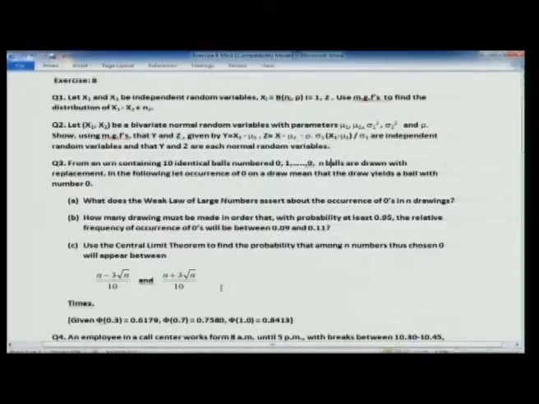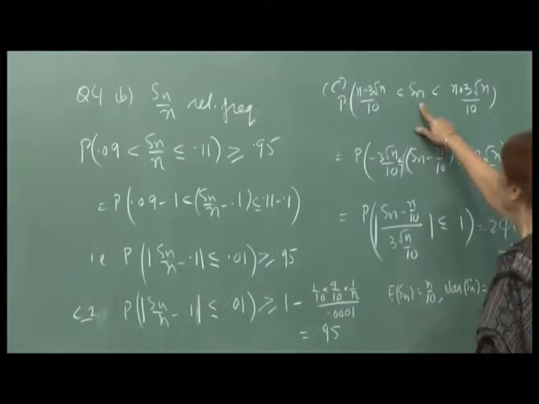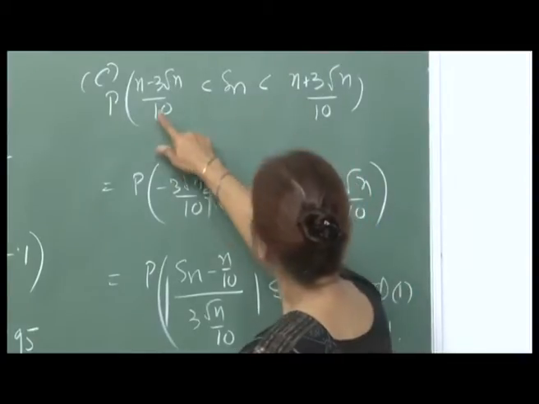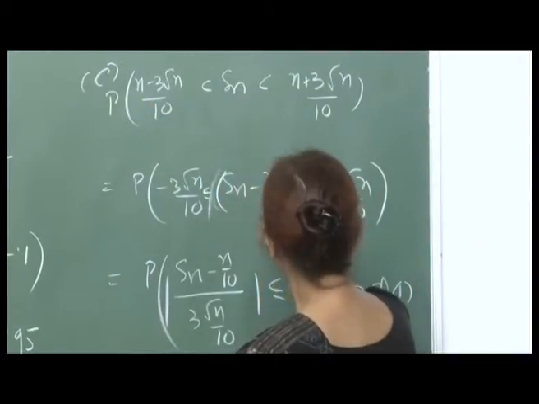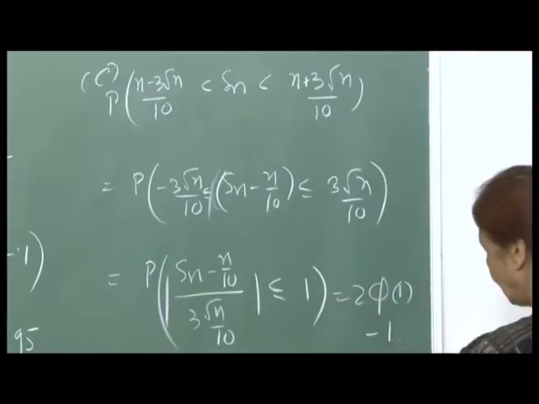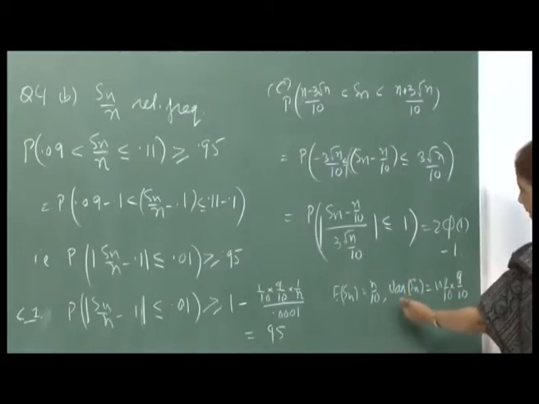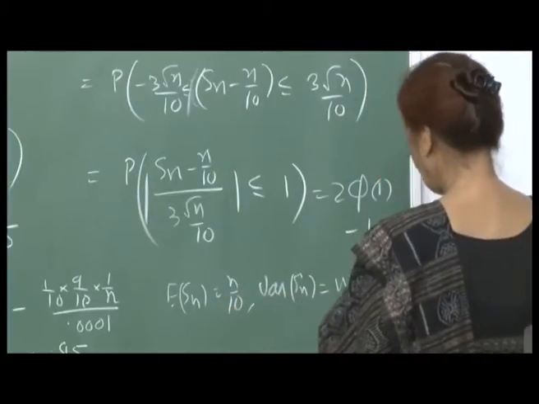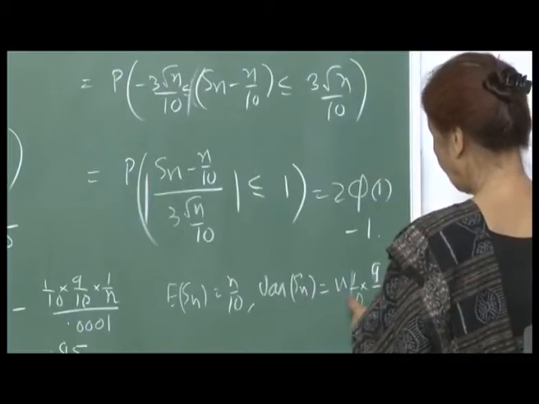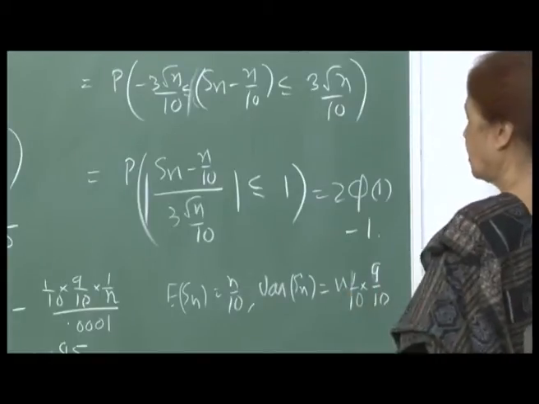Okay. Then part C is use the central limit theorem to find the probability that among n numbers thus chosen, 0 will appear between n minus 3 root n by 10 and n plus 3 root n by 10, right. So, here again you want this probability using the central limit theorem: n minus 3 root n by 10 less than Sn less than n plus 3 root n by 10. You see n by 10 is the mean of Sn, and the variance of Sn will be n into 1 by 10 into 9 by 10, because Sn is binomial with mean n by 10 and variance npq. So, under root of this will be 3 root n by 10.